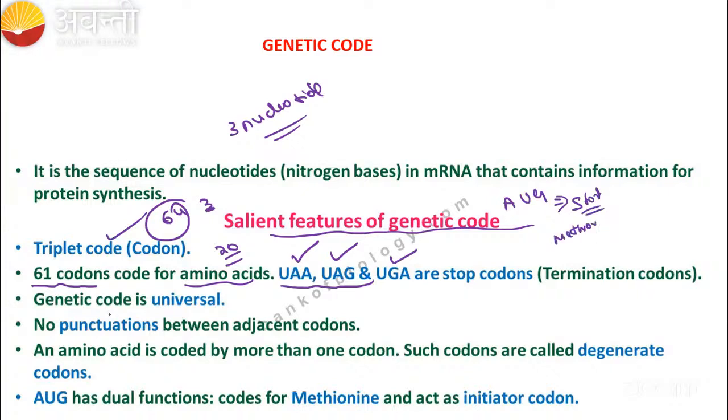methionine. The genetic code is universal, and there is no comma, full stop, or punctuation. The genetic code is degenerate, and you know that AUG acts as methionine and also as the initiator codon. Kindly remember this genetic code.